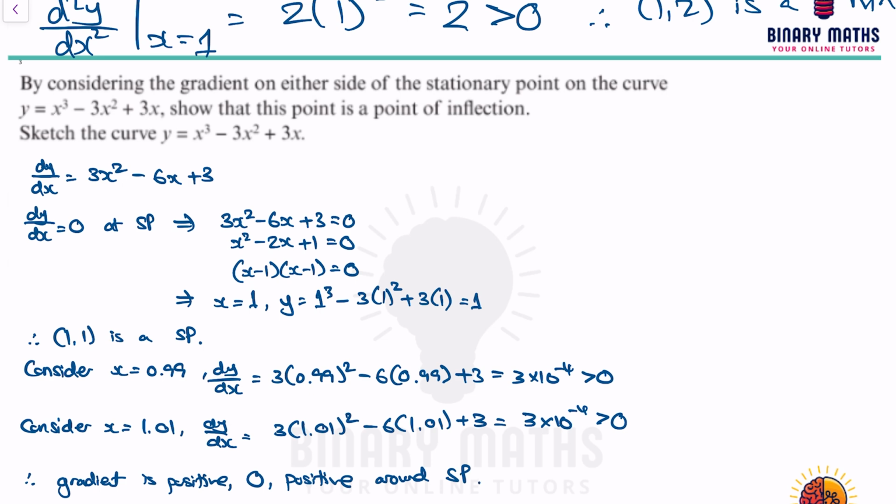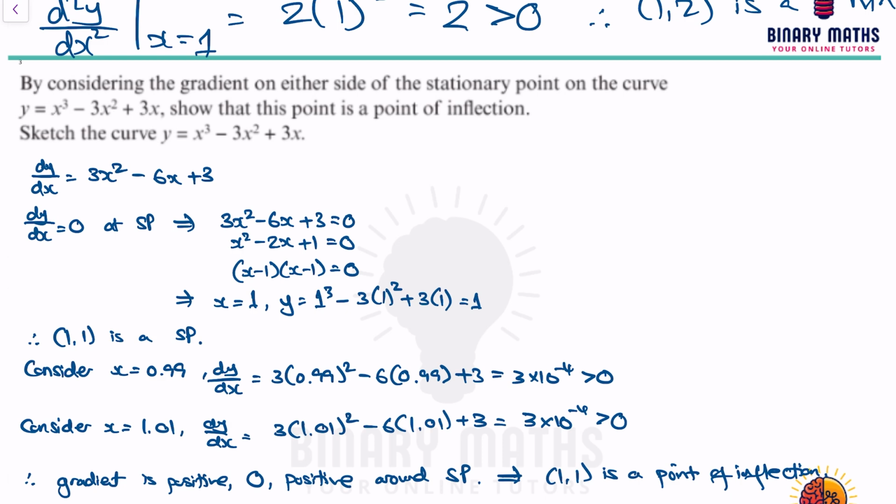So therefore, this implies that (1, 1) is a point of inflection, because there hasn't been a change in sign of the gradient. So it's just gone from positive to 0 to positive.